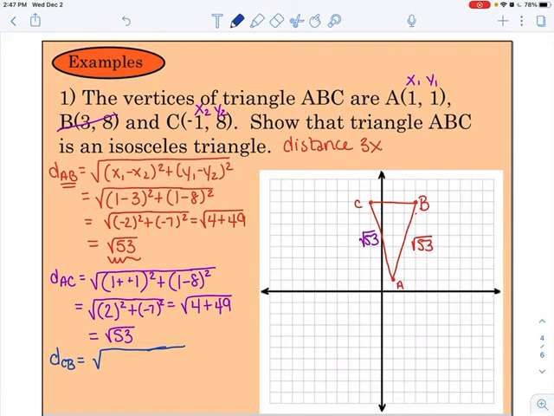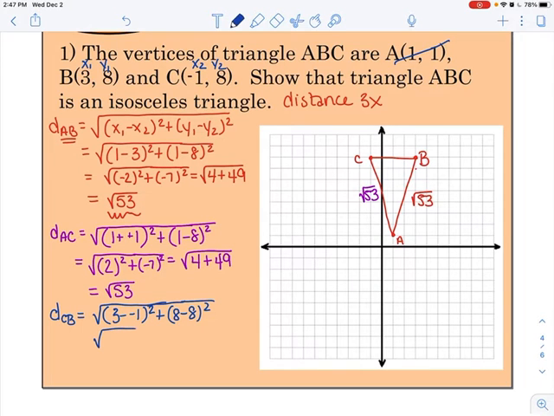Okay, so again, my formula is already written. This time, again, I'm ignoring the coordinate of A, and I'm talking about B and C. So I'll call this one x1, y1, and this one x2, y2. So x1 is 3 minus negative 1. So I'm going to have 3 minus negative 1 squared plus 8 minus 8 squared.